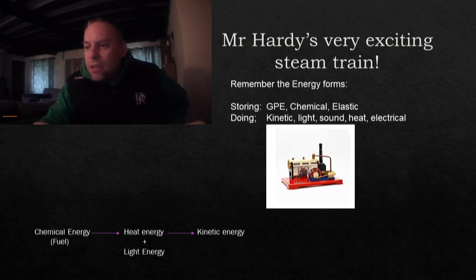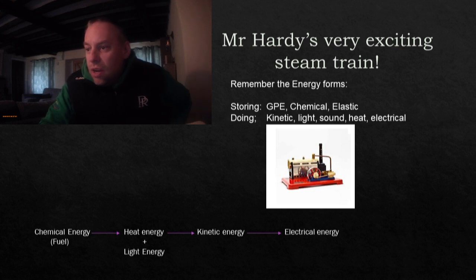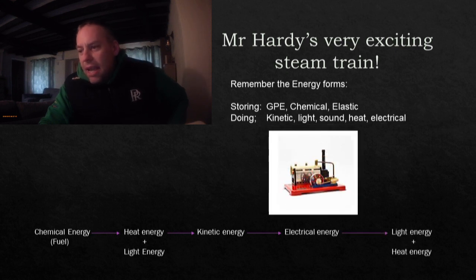Now we call that a physical movement of particles, so we call that kinetic energy. That kinetic energy then turned a generator, and that generator was the silver object around the side, and that generates electrical energy. So we turn that kinetic into electrical energy. Finally, that electrical energy is turned back into light and heat energy via the light bulb.